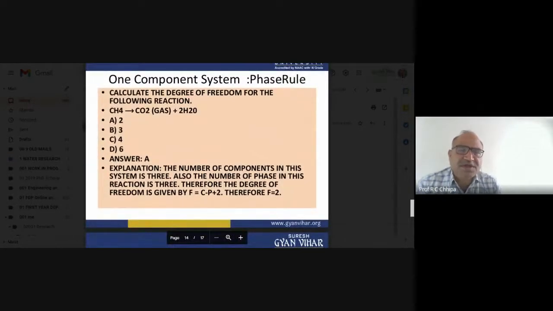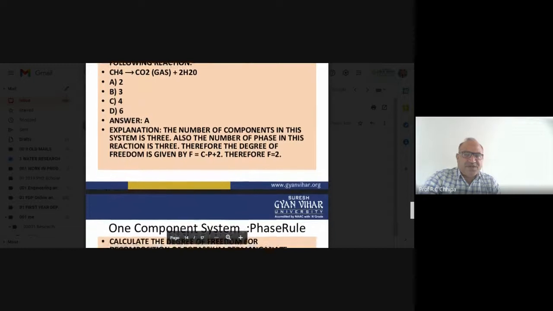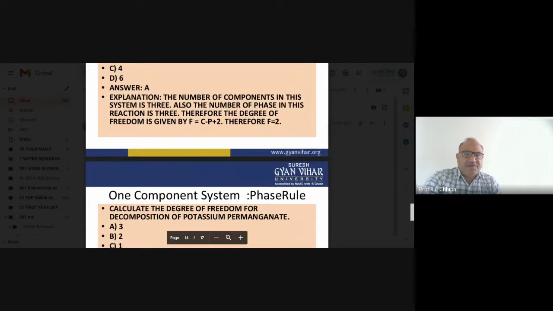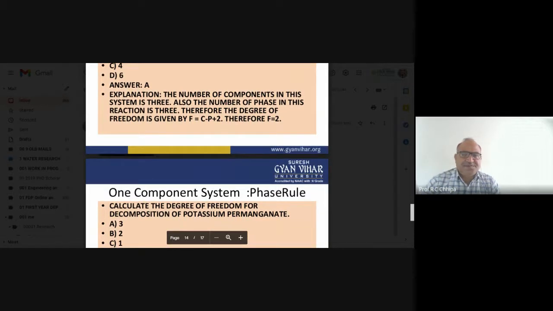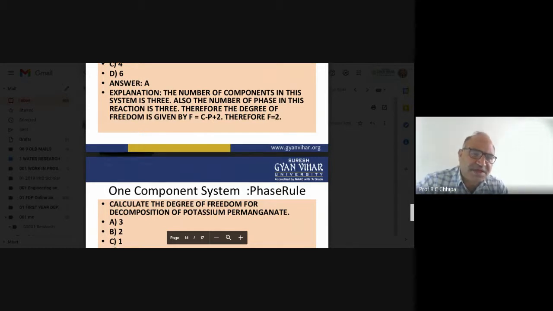Now another: calculate the degree of freedom for the following reaction. This is what we have: methane, then carbon dioxide, then we have water. So here CH4 is converted into CO2. What will be the answer? The degree of freedom will be 2. The number of components in the system and the number of phases in this reaction are there. Therefore, the degree of freedom is given by F equals 2.